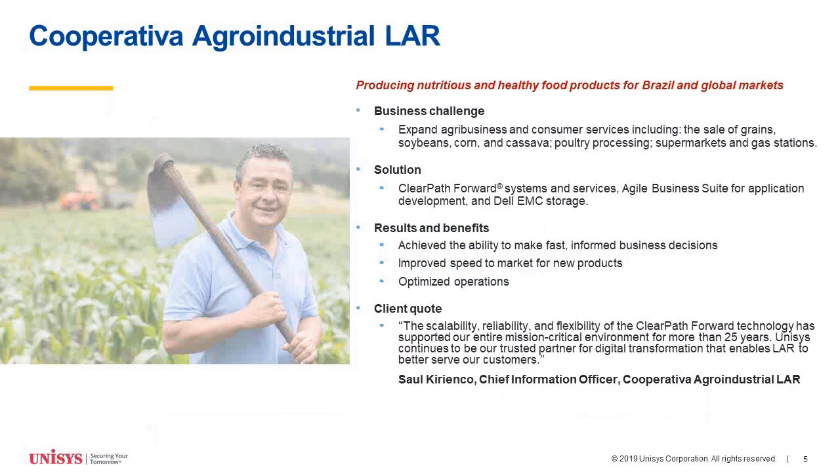So in this slide, we are talking about how a particular client, what challenge they had, and what solution they used. The challenge they had was to expand their agribusiness, and they used ClearPath and AB Suite for application development. The benefits they achieved were improved speed to market and the ability to make fast and informed business decisions. This kind of benefit is something most AB Suite clients realize.